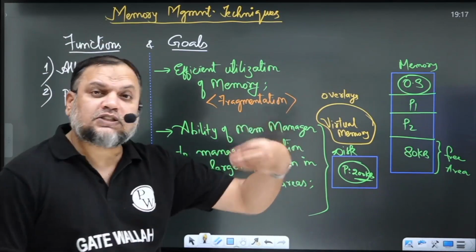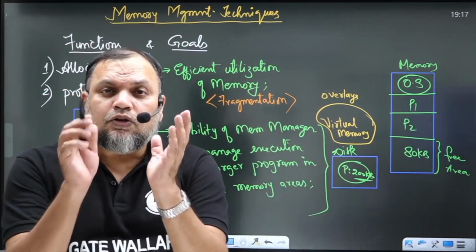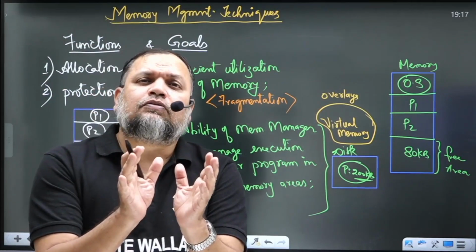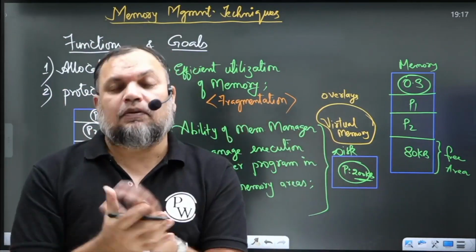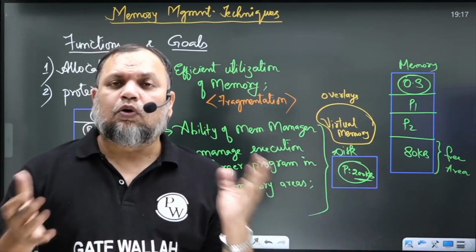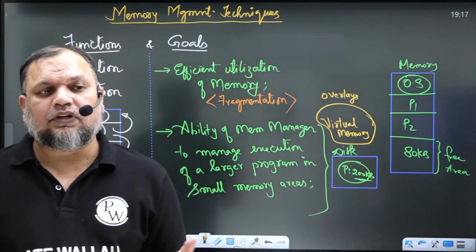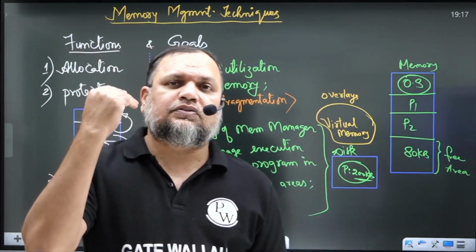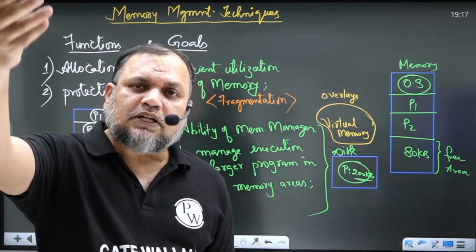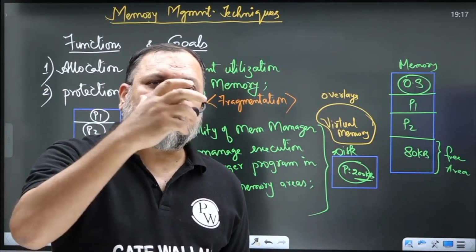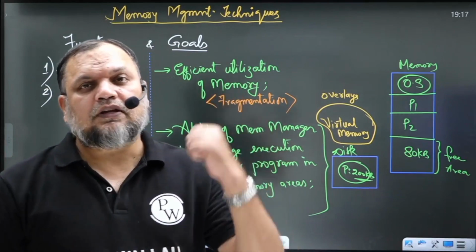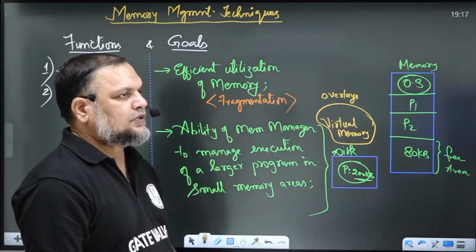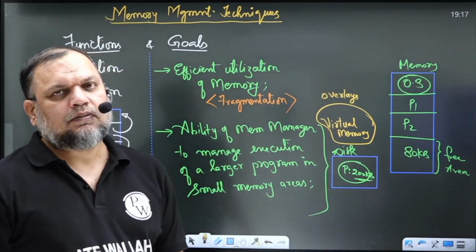Yes, that will increase the degree of multi-programming. I can utilize small chunks of memory and therefore I can load more programs. If I load more programs, degree of multi-programming will get increased. If degree of multi-programming increases, I can keep my processor busy most often. Throughput will increase. So it will have an impact on throughput. So that's the analysis.